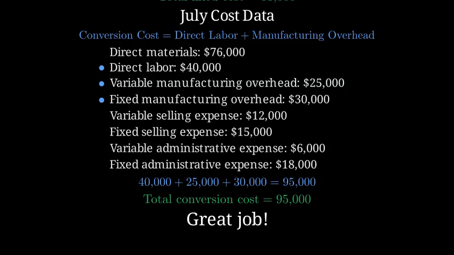So the total fixed cost for September is $63,000, and the total conversion cost for July is $95,000. That's it for this example.